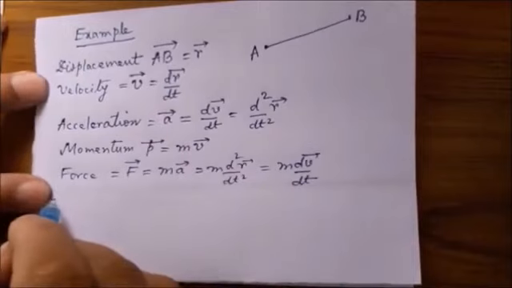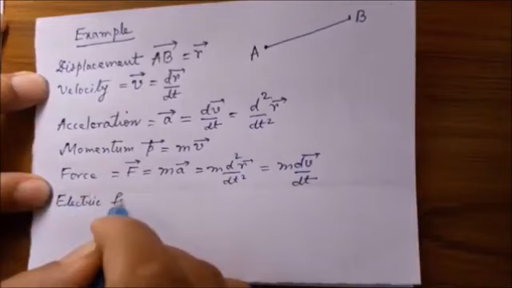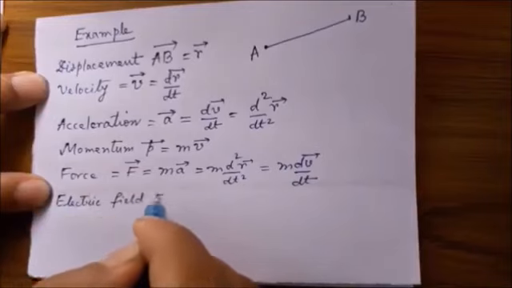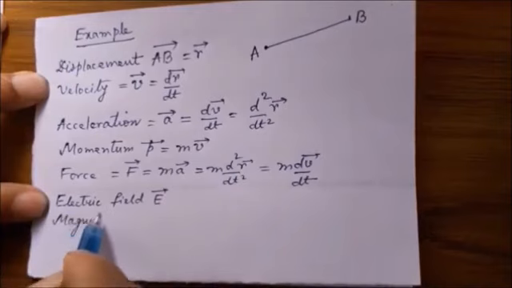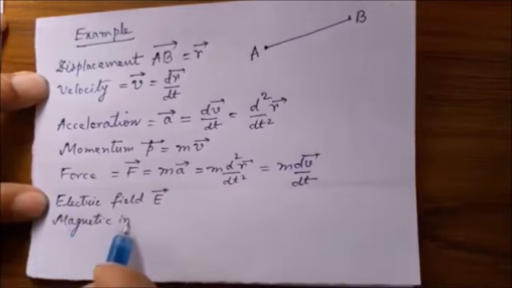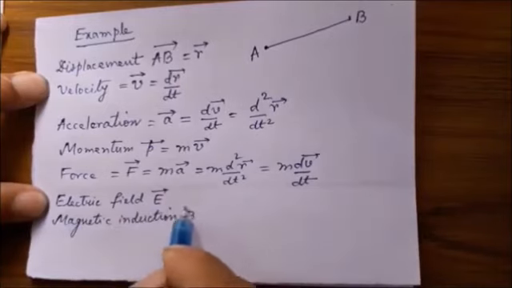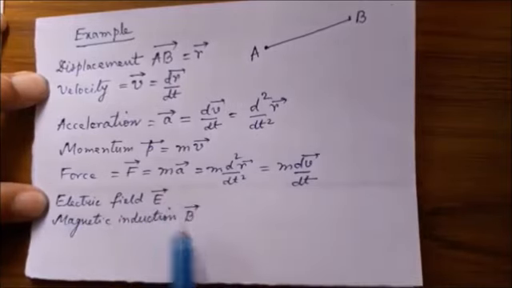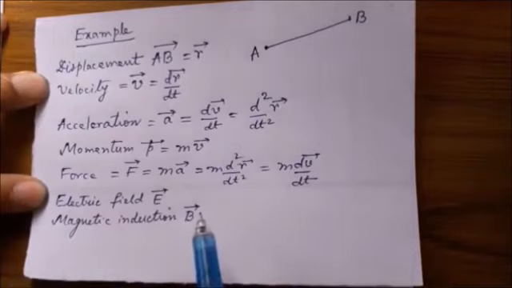Also, electric field is a vector quantity. We denote it by vector E. Magnetic induction is a vector quantity. And there are specific expressions of these things which we will not study at present, but we will take up later. And there are so many examples of vector quantities.